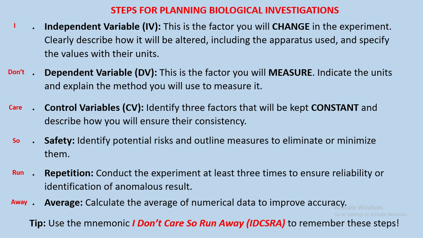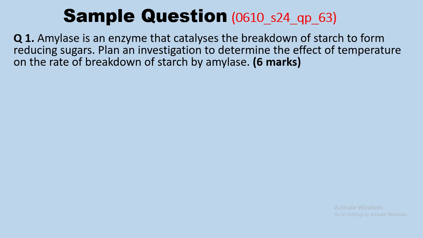So the reason why planning an investigation becomes a big deal in IGCSE biology alternative to practical is because it carries the most marks in the past papers. So it will usually take 6 marks. So I believe nobody would like to toy with 6 marks. So let's look at a sample question that has to do with amylase. This is an enzyme that we know breaks down starch into reducing sugar like glucose. So the question says, plan an investigation to determine the effect of temperature on the rate of breakdown of starch by amylase.